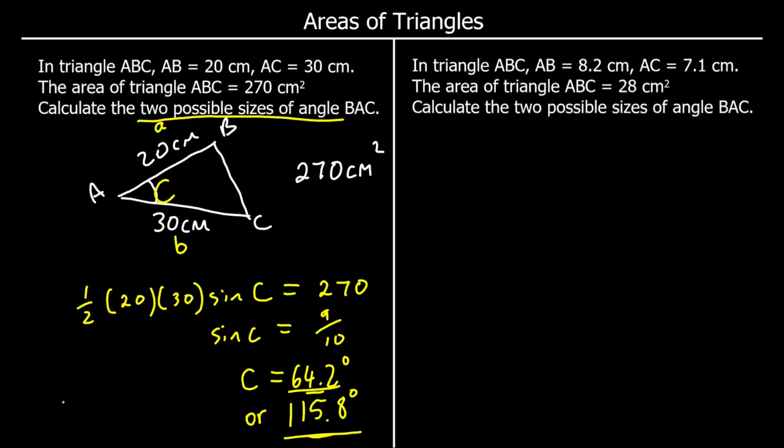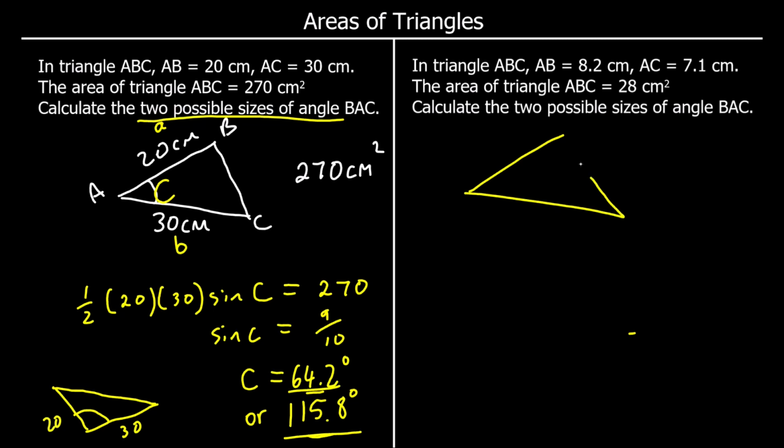So there are two possible angles for this triangle that would have an area of 270. It could either have the acute angle, or if it has an obtuse angle, it would look like this: 20, 30, and 115 in the middle. And these triangles have the same area. One for you to try. Pause the video, give it a go.